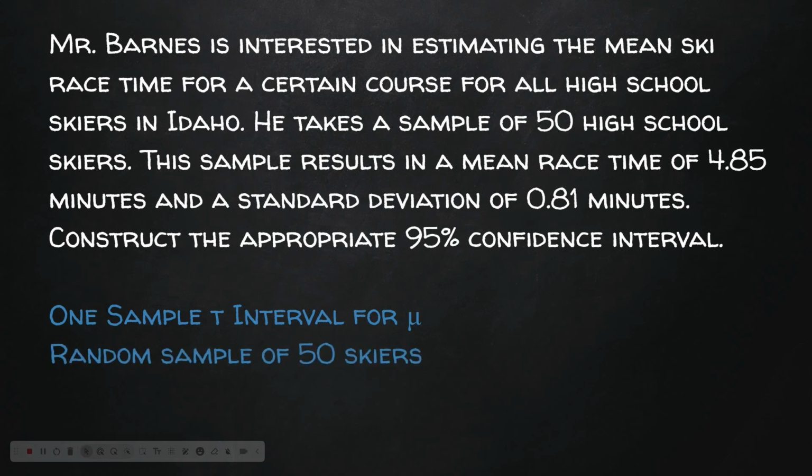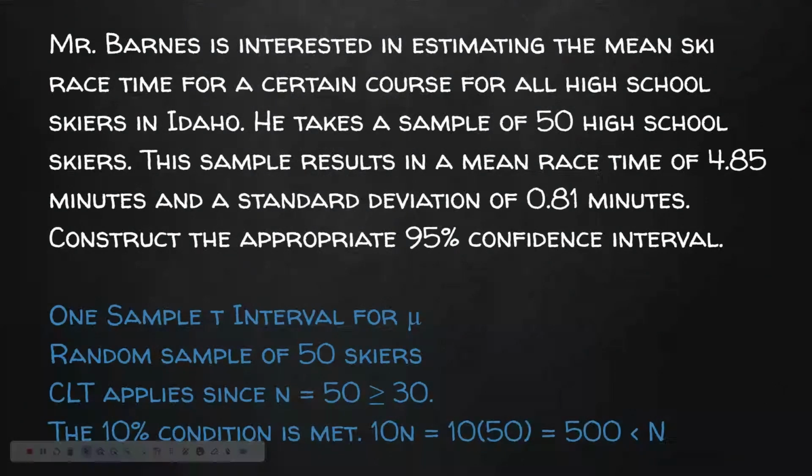There's a random sample of 50 skiers. The central limit theorem applies since our sample size is greater than 30, and the 10% condition is met as it's safe to assume there are more than 500 high school skiers in the state.